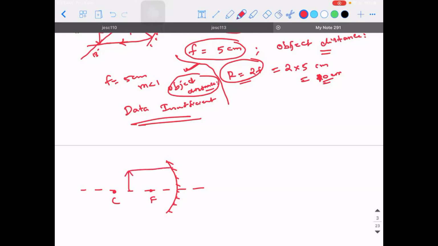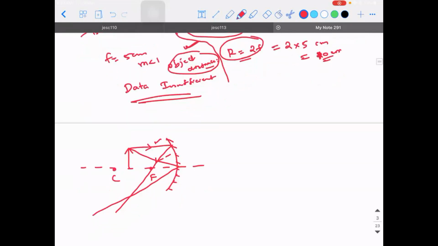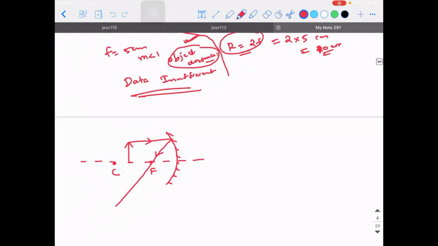So what are all the rays that you're going to consider? A ray parallel to the principal axis reflects through the focus. A ray hitting the pole will reflect back symmetrically. Again, a mistake in my diagram, because look at the angles. Let's take it like this. It should be formed beyond C. So A, B, A dash, B dash.